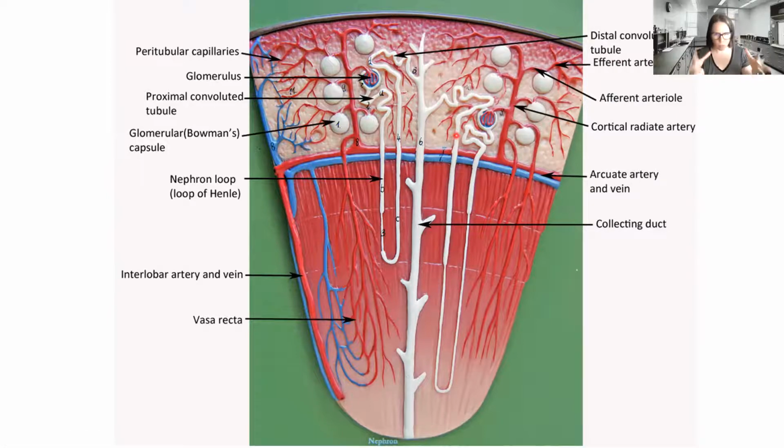So we have two of these models, and they're very good for seeing the whole picture. And I'll show you guys at the end of the lecture some other models that we'll be able to use that are really helpful if you're still having some trouble orienting yourselves in terms of where things are in the nephron.